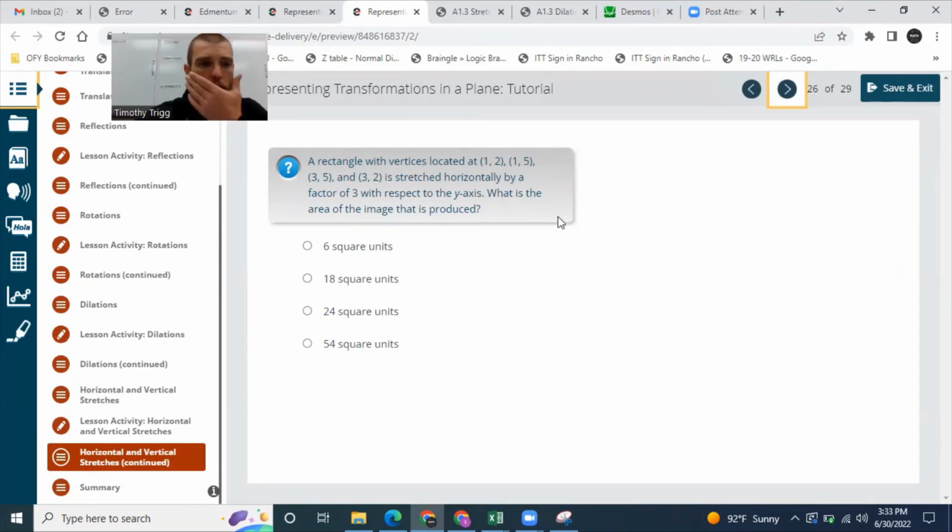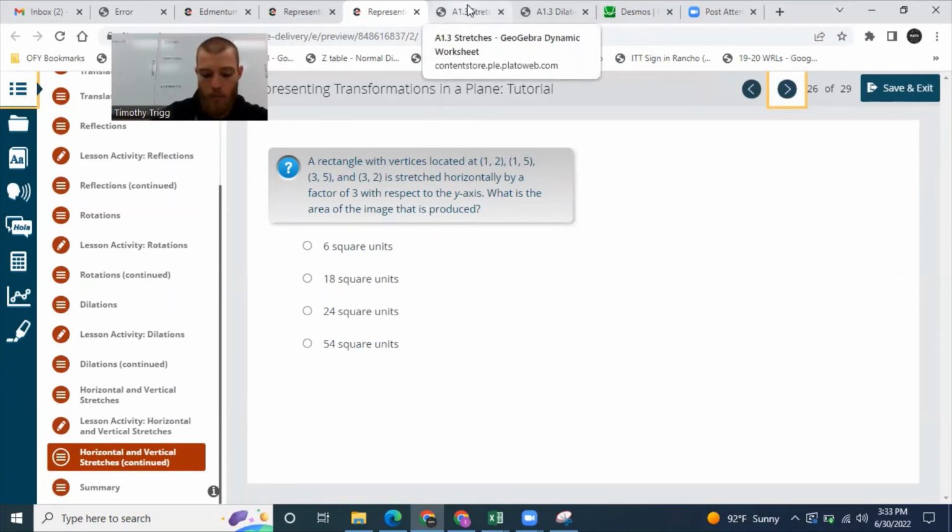So one thing I can look at, this one's actually kind of a pain, but I can go ahead and use GeoGebra to actually help me out. So I'm going to write down these coordinate points: (1, 2), (1, 5), (3, 5), and (3, 2). I think this makes a rectangle, so that's good. And we're going to multiply vertically by a scale factor of 3.